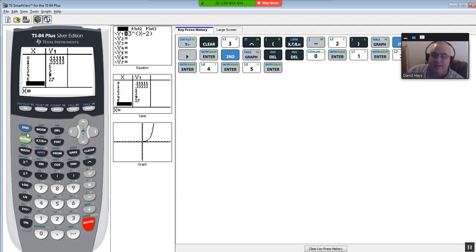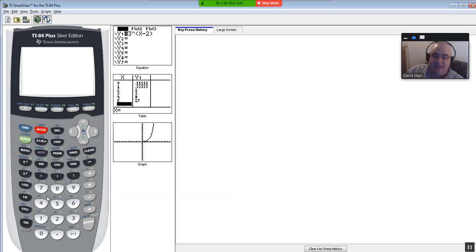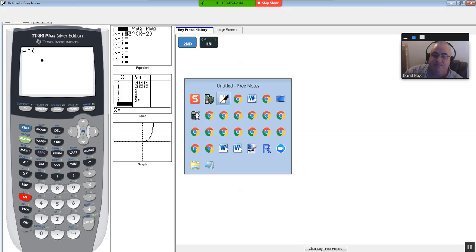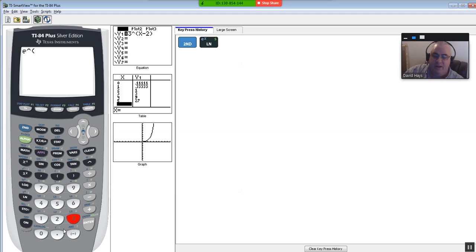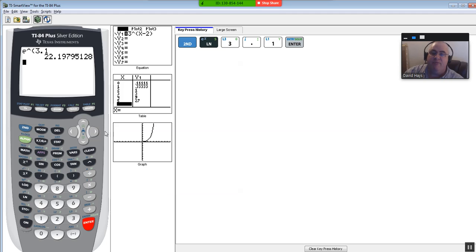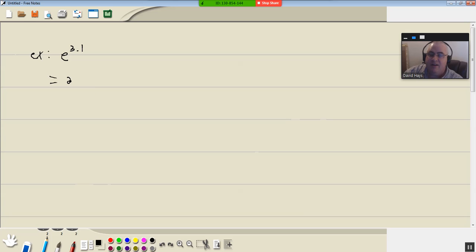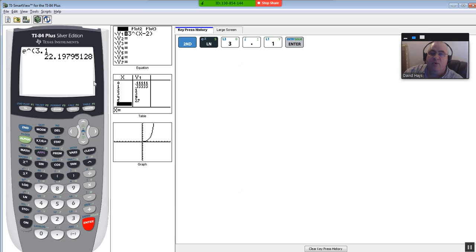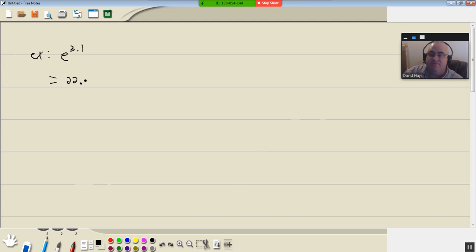To get to e on your calculator, we're going to exit out, do second mode. Then to get to e, you do second, and then you push your ln button. This is your natural log button. It'll put the e, it'll put the caret, put the beginning parentheses. Then we have 3.1, and press enter. And then you round to however many decimal places. So 22.198, and that'll be your answer.